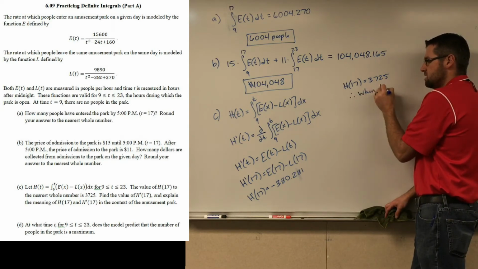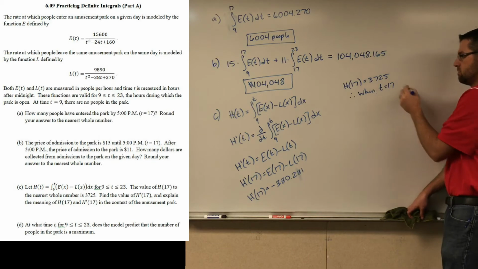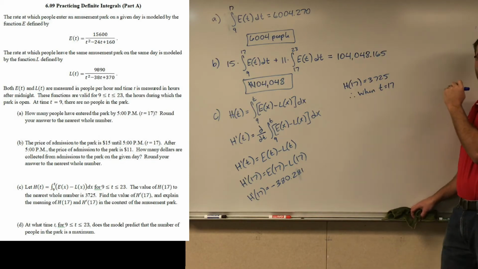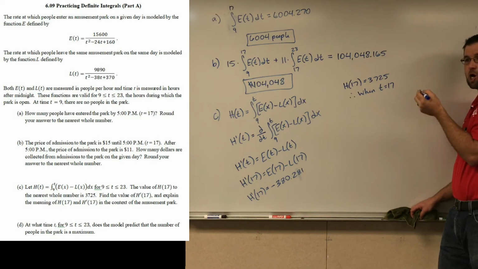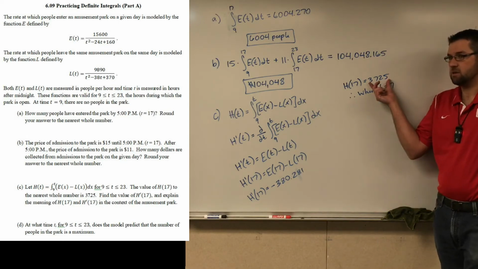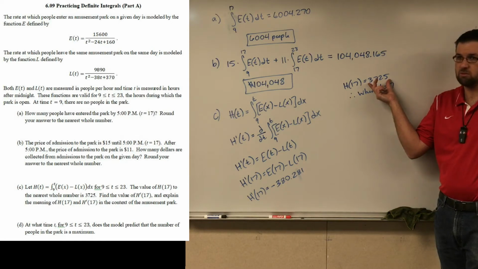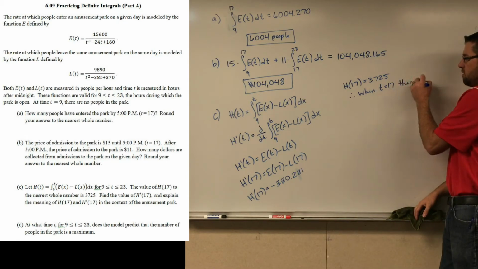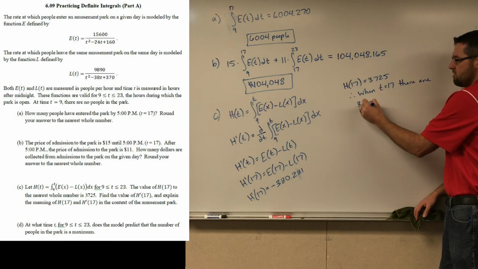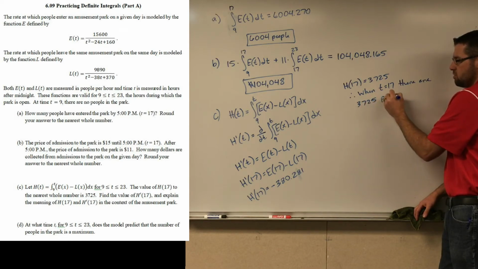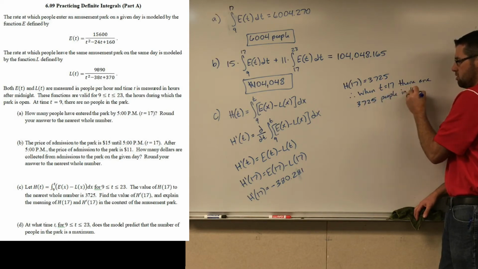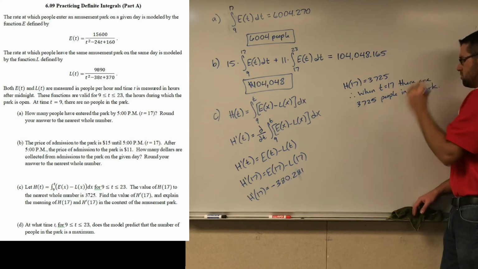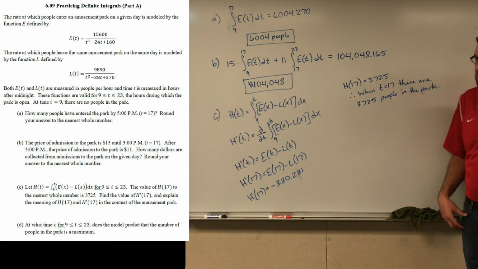when t equals 17, this one's actually pretty easy. Because we started with 0 people in the park, and this is the change of the number of people, what would we say this number represents? The amount of people in the park. When t equals 17, there are 3,725 people in the park. You good? That is the meaning.